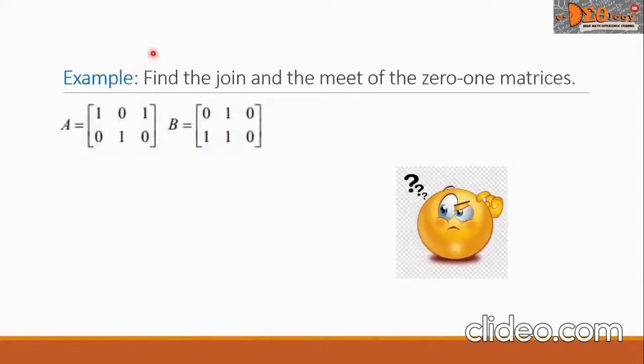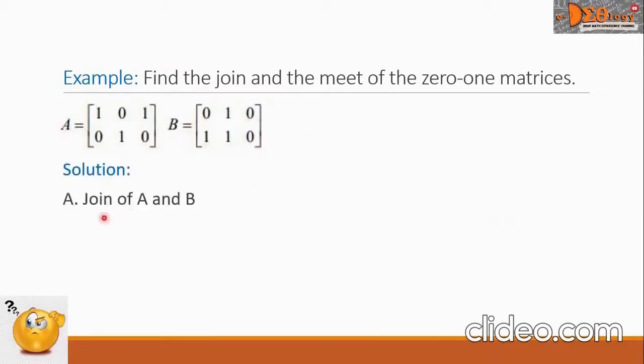Let us see this example. Find the join and the meet of the 0-1 matrices. Matrix A: 1 0 1 0 1 0. Matrix B: 0 1 0 1 1 0. Take note that matrices A and B have the same size.